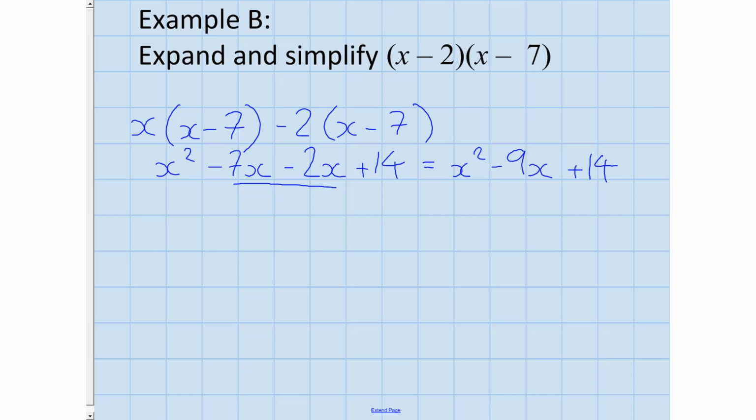I'll also show the grid method. So little multiplication grid. One bracket on the top, one bracket down the side. X times x is x squared. Minus 2 times x is minus 2x. X times minus 7 is minus 7x. And minus 2 times minus 7 is 14. And again, we've got x squared minus 9x, because we've got minus 2x and minus 7x, and plus 14.